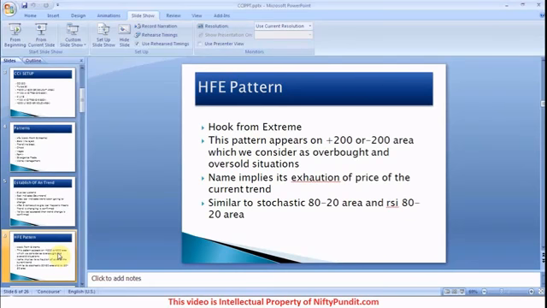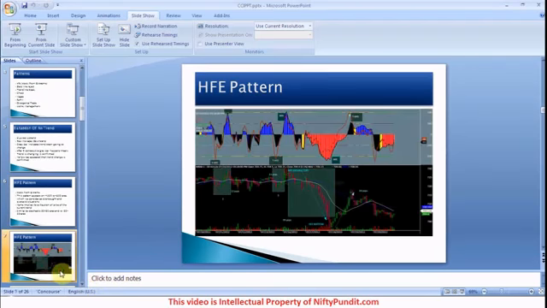First we are going to see the HFE pattern. This pattern appears at the top, that is the plus 200 or minus 200 area, which we consider as overbought and oversold situation. The name implies an exertion of the price in the current trend. Similar to stochastic, where we treat 80 as the overbought zone and 20 as the oversold zone. Let's see the chart.